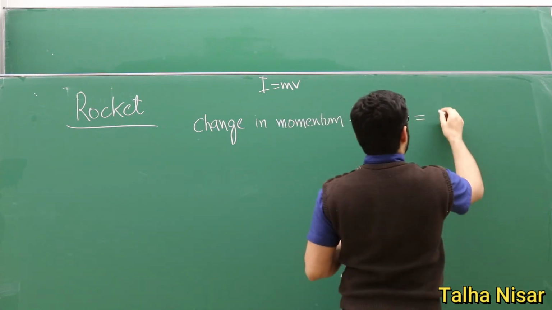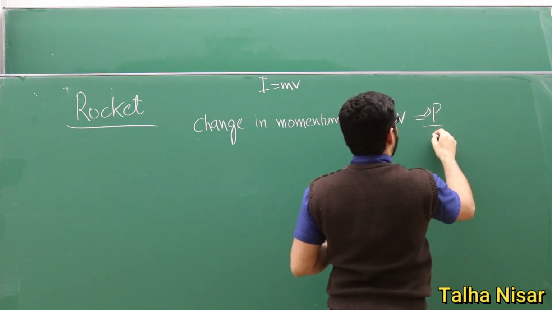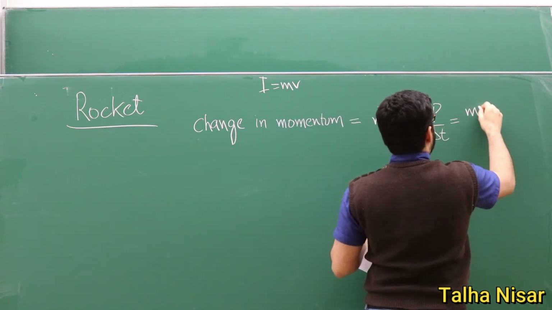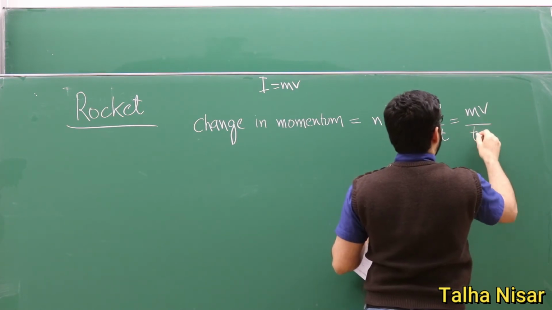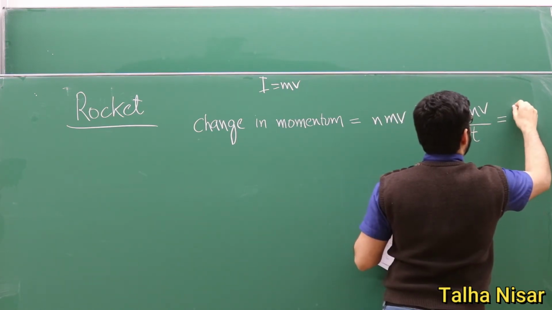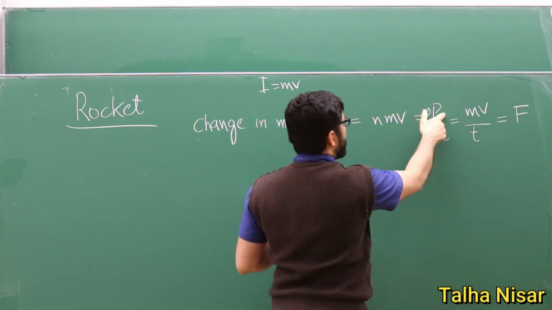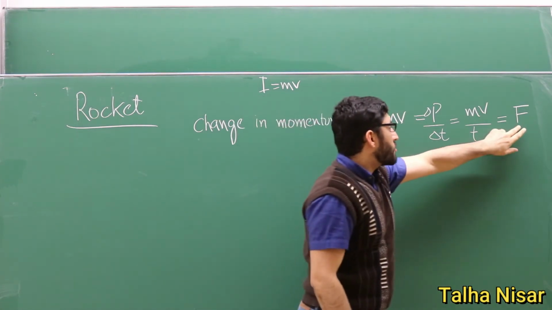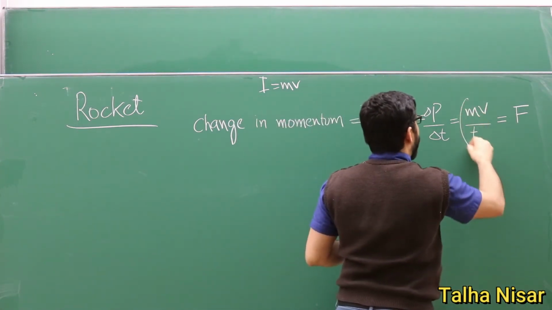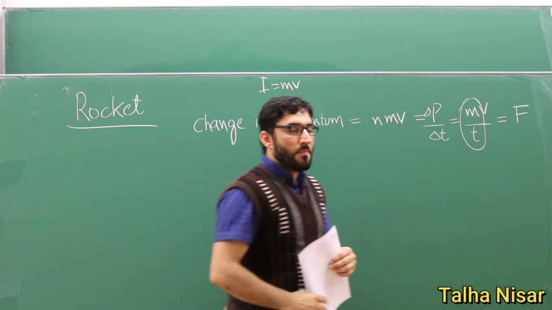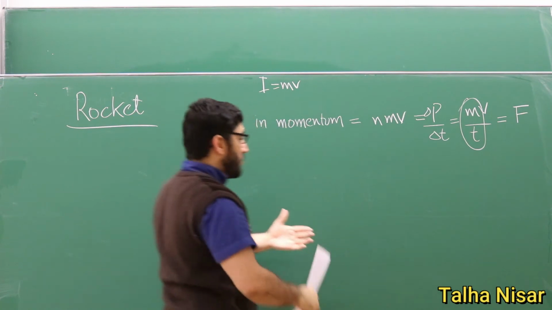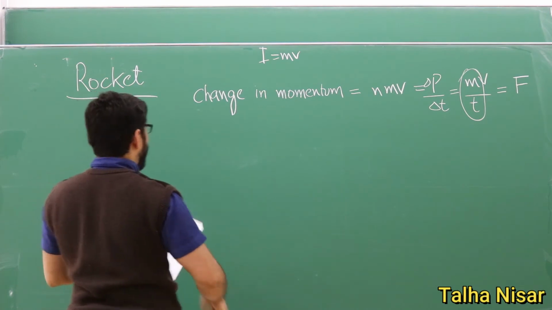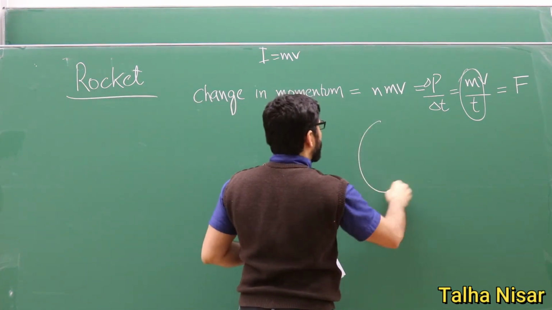Now we can write the change in momentum per unit time. The momentum mv divided by time is equal to force. So the change in momentum with respect to time is the force. This is the mass thrown per unit time, and we have the velocity of that object. To understand it better, I will just give you an example. For example, there is a person.